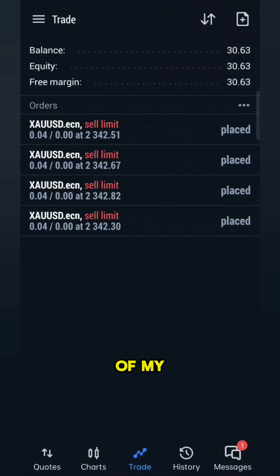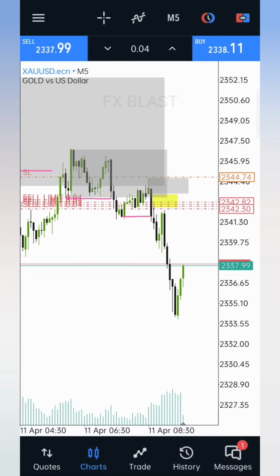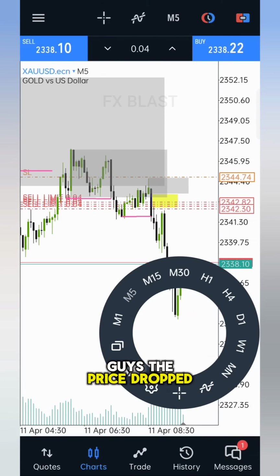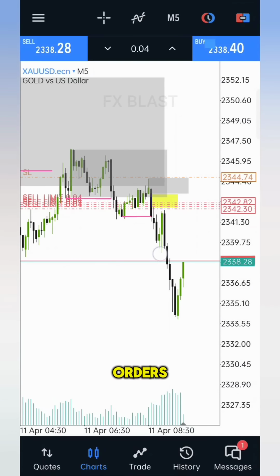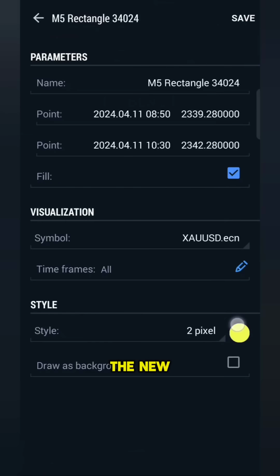So, here are all of my sell limit orders, and let's see what happens next. 20 minutes later. Guys, the price dropped rapidly without filling my limit orders. So, I deleted all pending limit orders and reopened them from the new supply zone again.